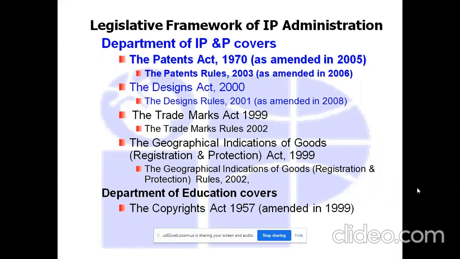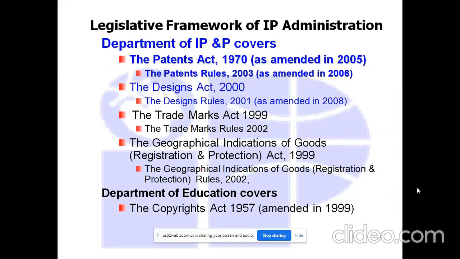Some legislative framework of IP administration: the Patent Act came in 1970, and later in 2005 the patent rules and laws were amended. Also not only patent, but design, trademark, and geographical indications.